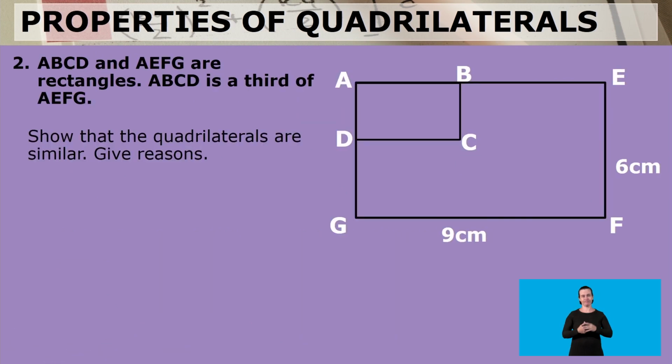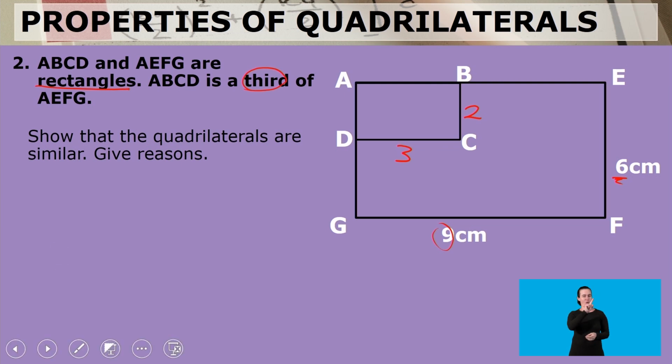Okay, let's look at similarity. We dealt with congruency. Let's look at a question with similarity. It says ABCD and AEFG are rectangles. Information: ABCD is a third of AEFG. There we see it in the structure. That means if that is 6, if that is a third, it means 6 divided by 3, it means that would be 2. And then if this is 9, a third means 9 divided by 3, it would be 3. So that is what that rectangle would give us.